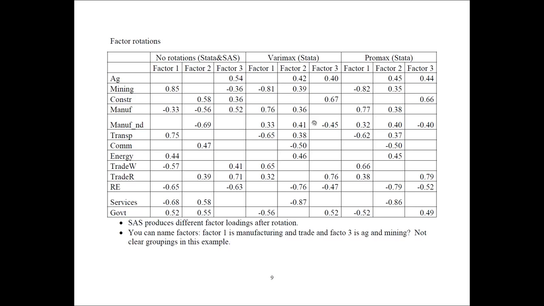Okay, so once you look at these rotations, you can also try to name the different factors based on the loadings. So for example, factor 1 loads very high on manufacturing and on trade, whereas say factor 3 loads very high on agriculture and construction. So you can possibly name these, say, manufacturing and trade as factor 1, and we have agriculture and construction here, and actually trade is also high on that. So this is probably not the perfect data for factor analysis, but this is how you go about naming these factors. And there are not a lot of clear groupings in this example.